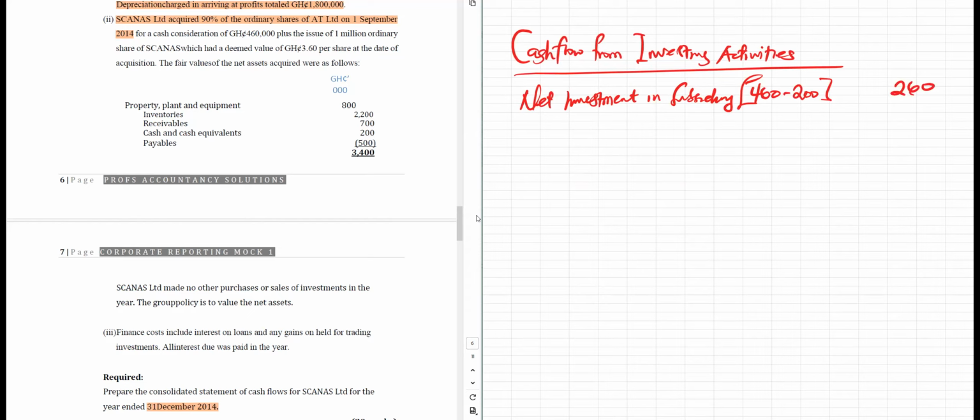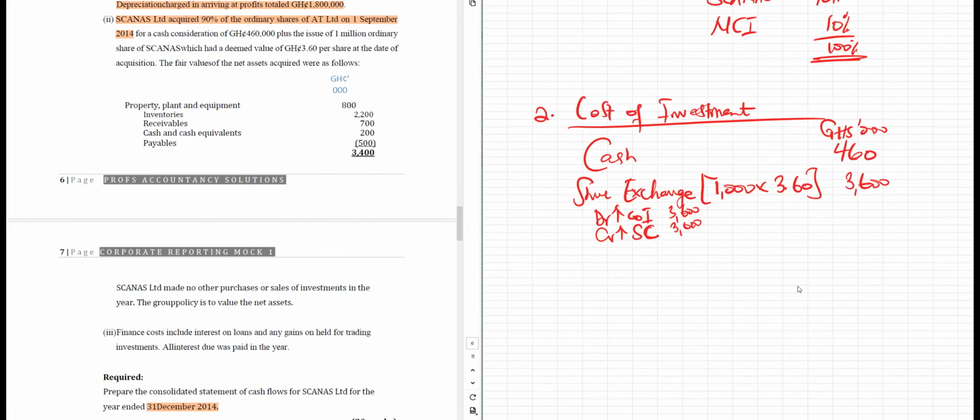260. Is it cash outflow or cash inflow? Outflow, because we paid for the subsidiary. Does it make sense? The same way when you are disposing of the subsidiary, the disposal proceeds becomes what? A cash inflow. Makes sense. So that is all. So 260 outflow.